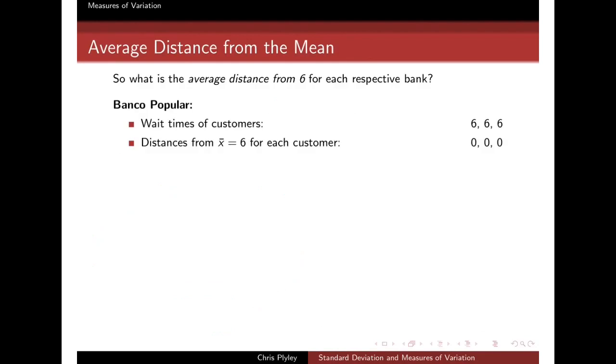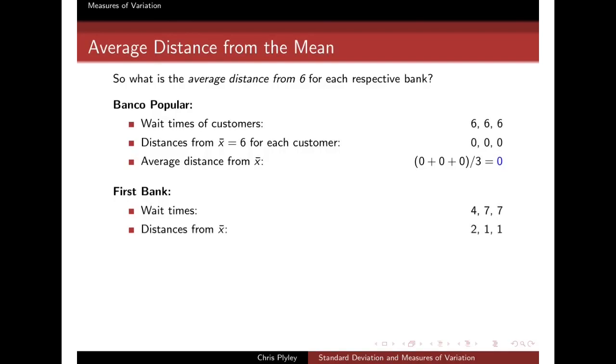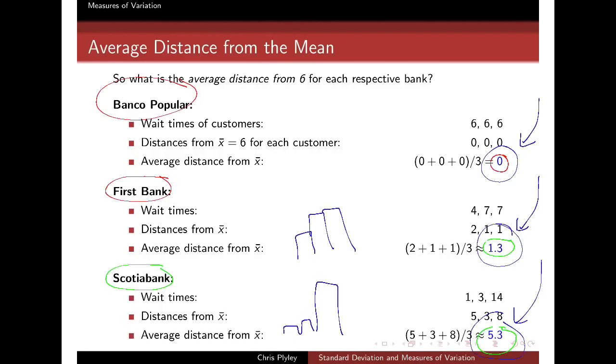And so, did you finish it? At First Bank, we had customers who waited 4 minutes, 7 minutes, and 7 minutes. And the distance from their 6-minute mean was 2 minutes, 1 minute, and 1 minute respectively. This is just the difference, 6 minus 4, 7 minus 6, 7 minus 6. And so if I average the distance from 6 of these customers, they waited an average of 1.3 minutes, either above or below 6 minutes. At Scotiabank, of course, Scotiabank was all over the place.